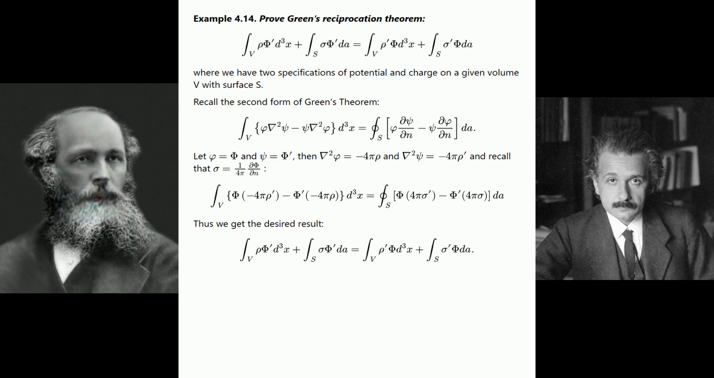Example 4.14. Prove Green's reciprocation theorem. See the equation shown, where we have two specifications of potential and charge on a given volume V with surface S. Recall the second form of Green's theorem. See the next equation. Let phi equal phi and psi equal phi prime. Then gradient squared phi equals negative 4 pi rho and gradient squared psi equals negative 4 pi rho prime, and recall that sigma equals 1 over 4 pi the partial derivative of phi with respect to n. See the equation shown. Thus we get the desired result.